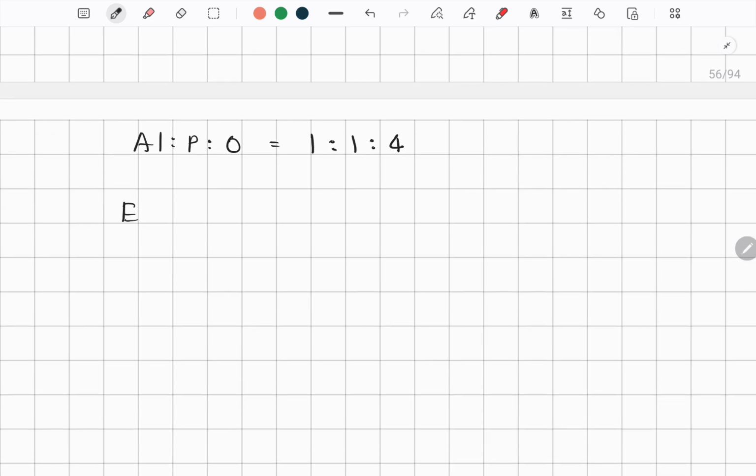Okay, so if you want to write the empirical formula, as all of these numbers are simple whole number ratio, you can write down the empirical formula. So empirical formula would be equal to Al1P1O4. We do not write the 1, that's why AlPO4. Okay, this is our empirical formula.